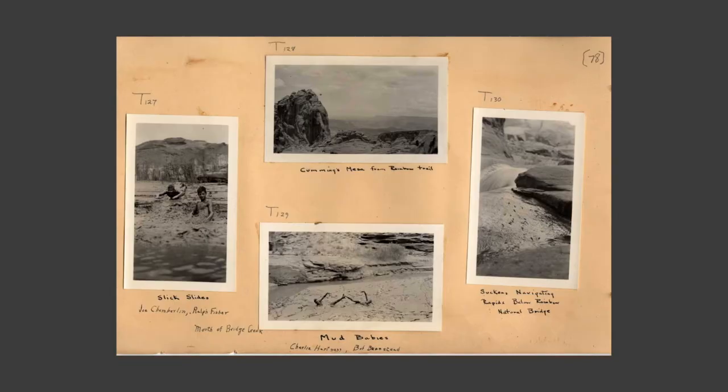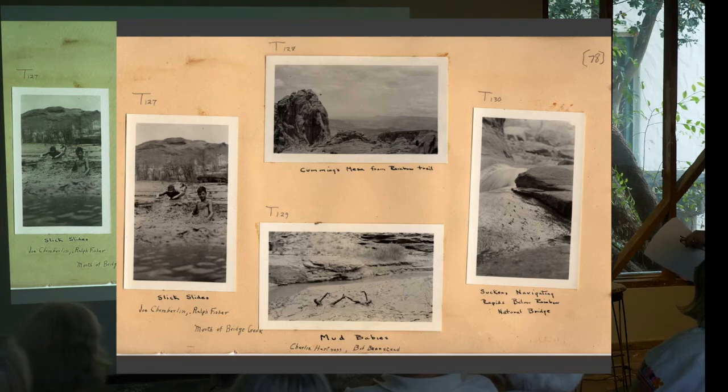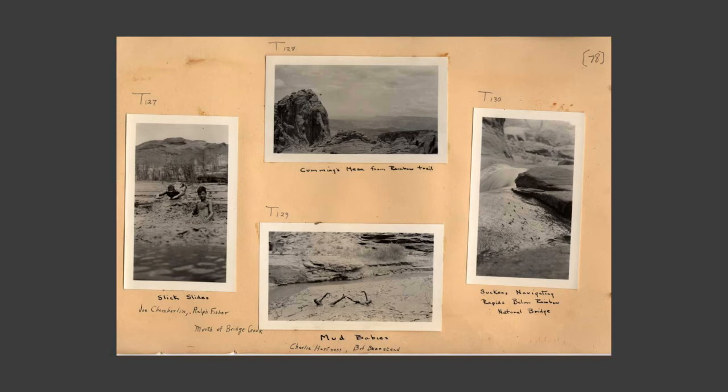This one's particularly interesting. It's a perspective taken from very high, but it's of the expedition navigating rapids below Rainbow Natural Bridge. And these little dots, I think, are their boats down there. Oh my God. Here's the Mud Babies, it's titled. Swimming, slick sliders. Okay.